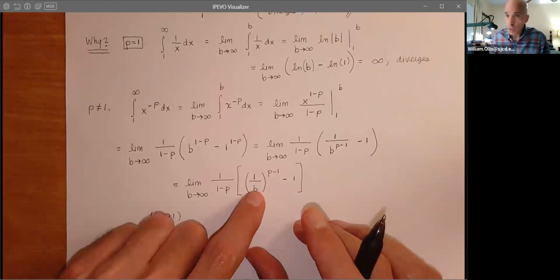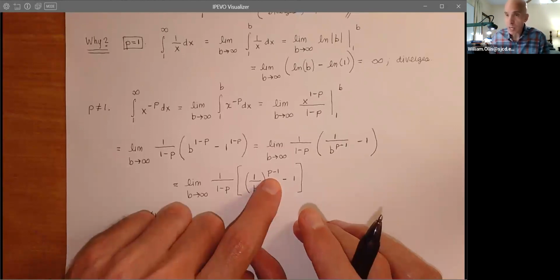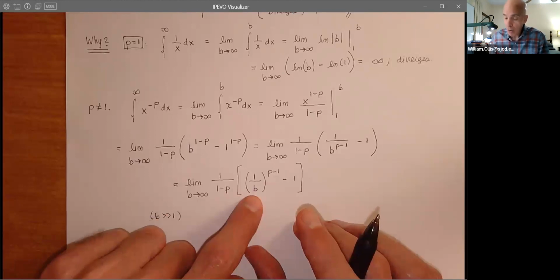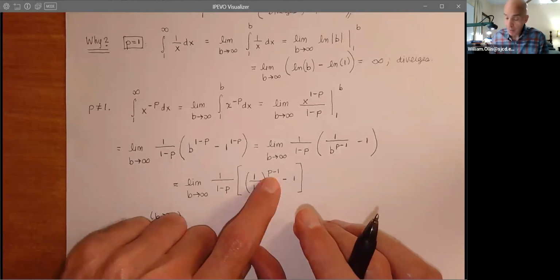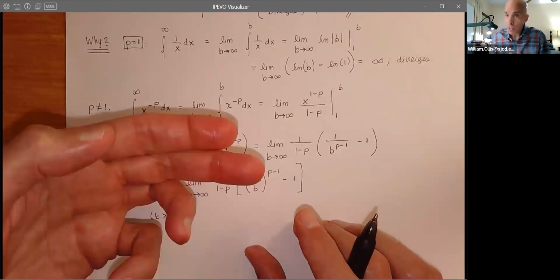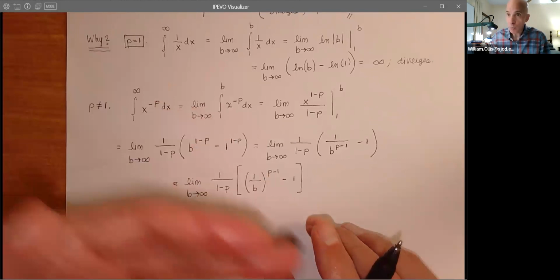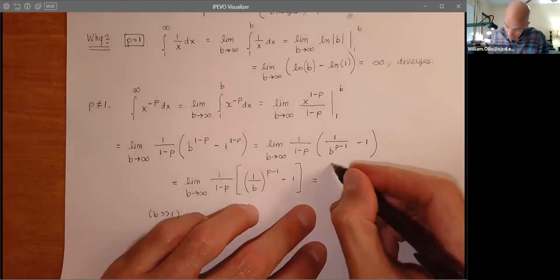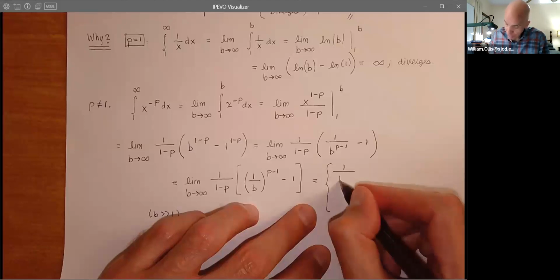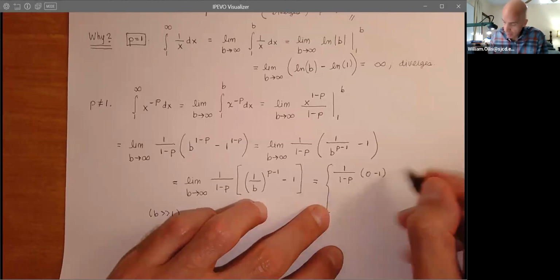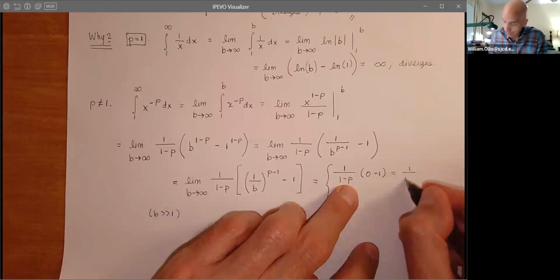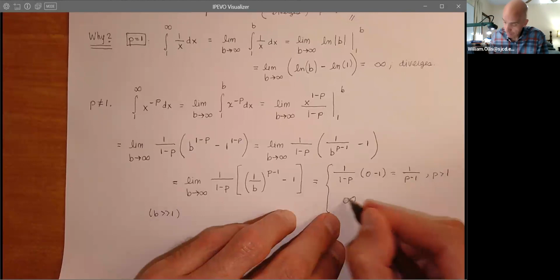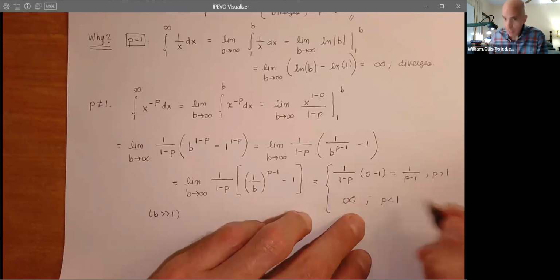And so, of course, this will converge to 0 as long as p is bigger than 1, because you raise a number between 0 and 1 to larger and larger positive powers, and that expression will converge to 0. But now, if p is less than 1, then this power becomes negative and this reciprocates. Upon reciprocation, you're just getting a number bigger than 1 raised to larger and larger powers. So what does this equal? We're going to get 1 over 1 minus p times 0 minus 1, which flips everything around to 1 over p minus 1, when p is bigger than 1, and then diverges, or infinity, when p is less than 1. So that completes the proof.